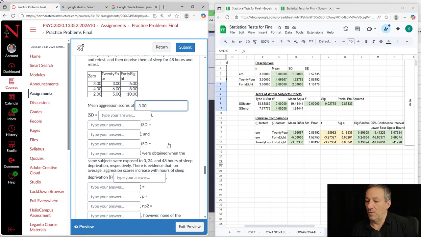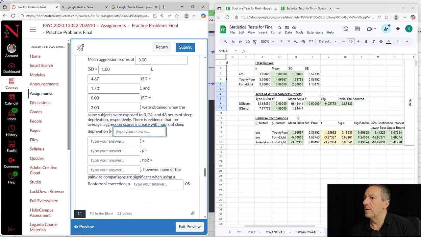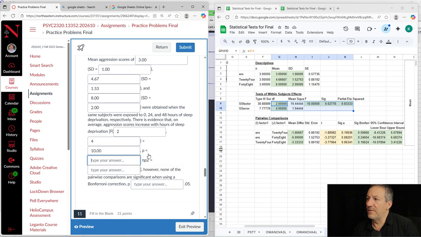3.00, 1.00, 4.67, 1.53, 8.00, and 2.00. This is where we get all our stuff for the ANOVA. Our degrees of freedom are first, which are 2 and 4. Our F statistic, 10.00. The p-value, less than 0.05. And the eta squared is 0.83.